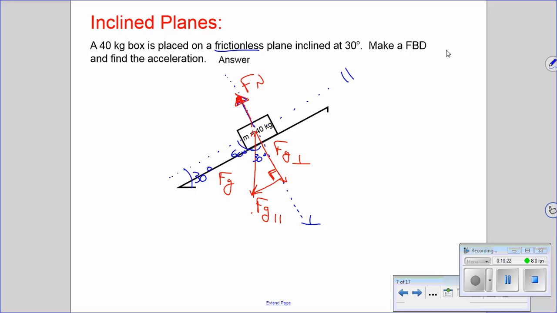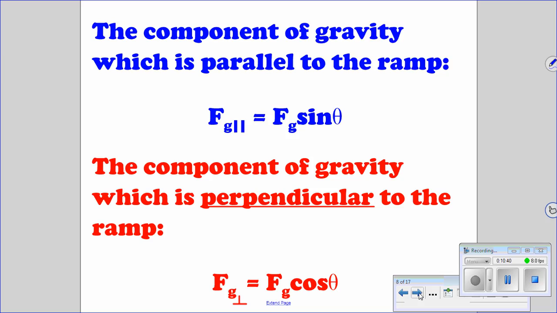That means the FG parallel is, assuming that the 30-degree angle is the one I want, opposite or adjacent? Opposite. So to find the parallel component, you use sine. And to find the perpendicular one, you use cosine. And you've got those equations already written down here, right? Okay. There's a typo on the sheet, which I corrected here.